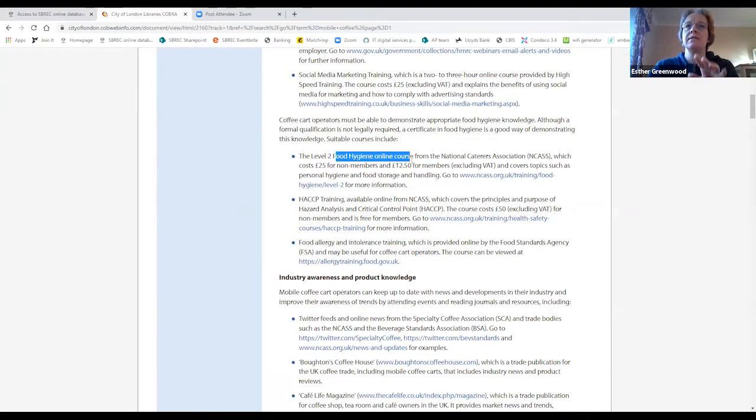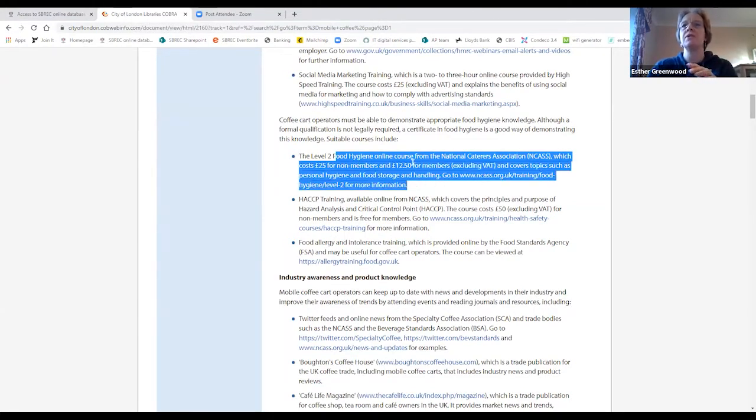And this is very useful here because it gives you the cost of it, because a lot of these courses unfortunately aren't free. So when you're starting your business, you will need to factor in things such as the cost of any training that you need to do. And here it's saying that the cost will be £25. So you've got an idea of how much you might need to spend before starting your business.